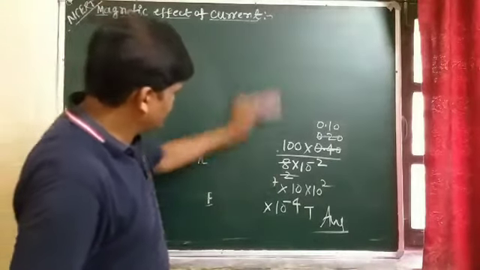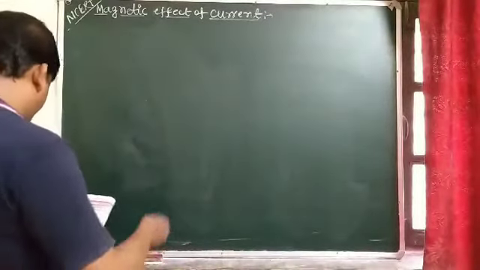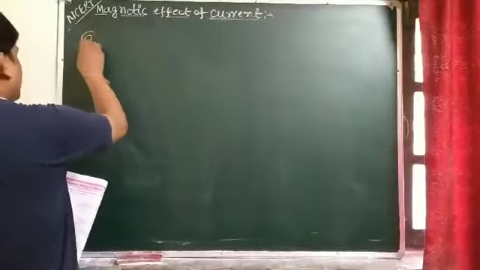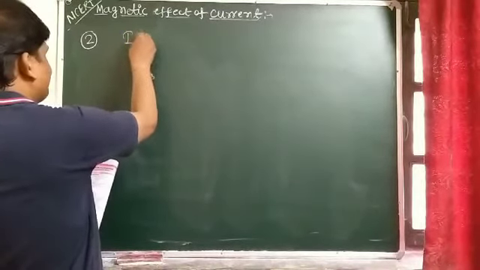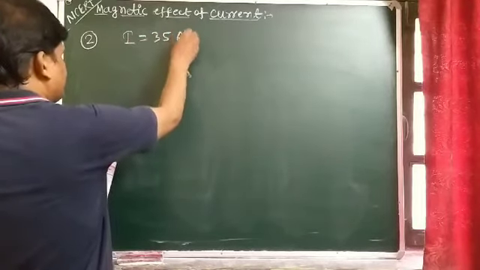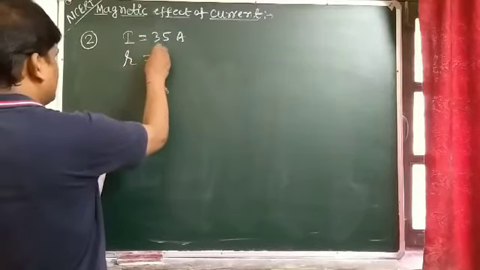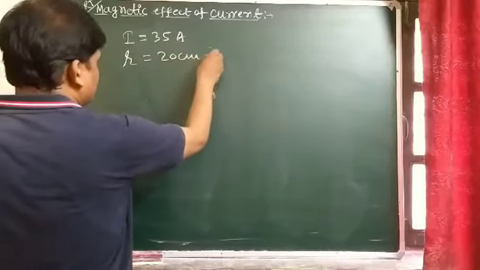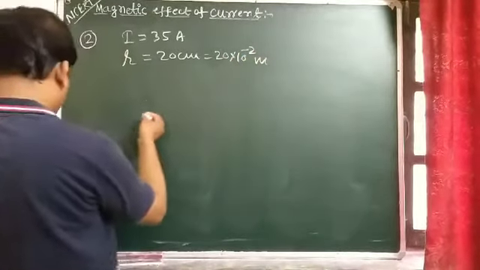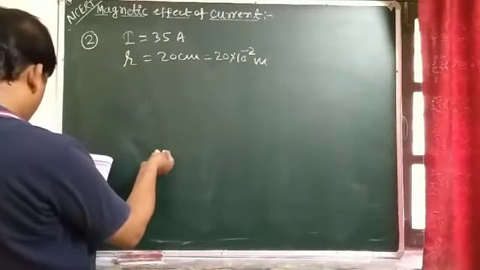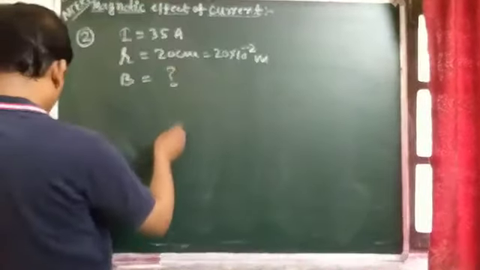In question number 2, we have to find the field due to a long straight wire carrying a current of 35 ampere. The current is 35 ampere, and R is given as 20 centimeter, which can be changed into 20 into 10 to the power minus 2 meter. We have to find B.